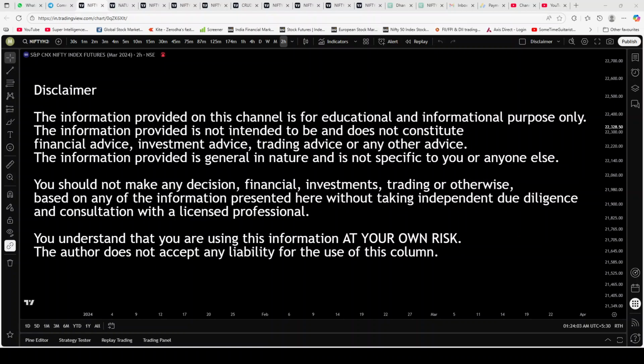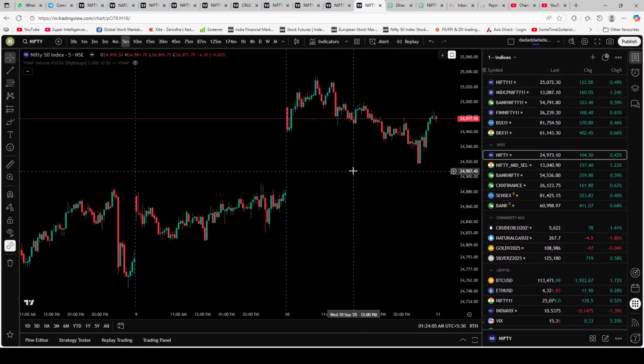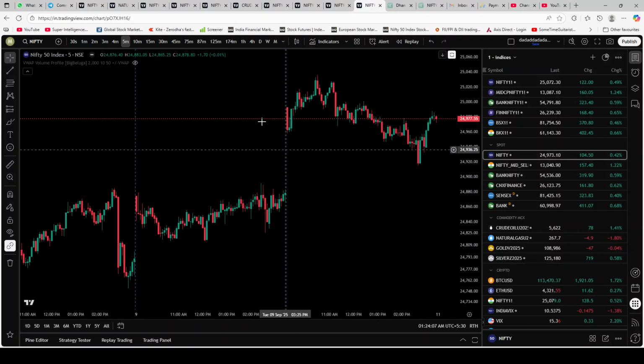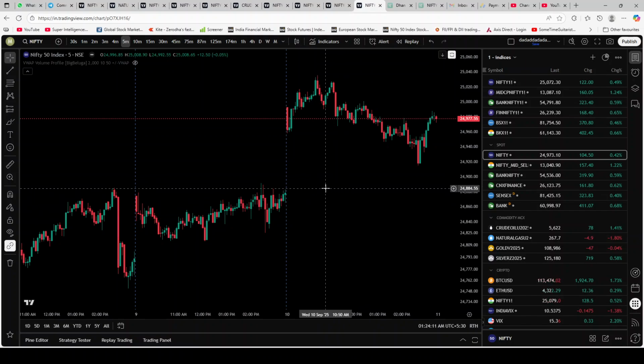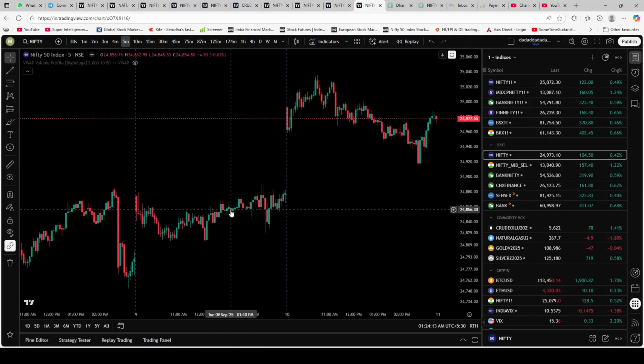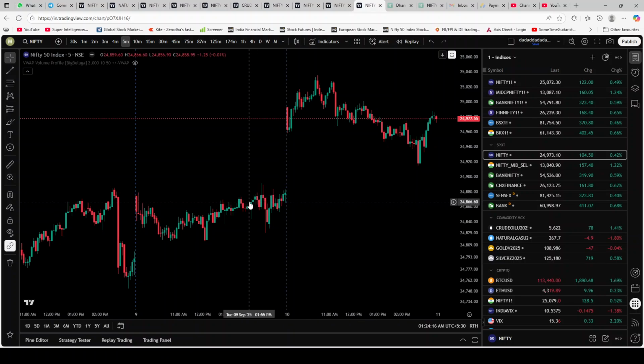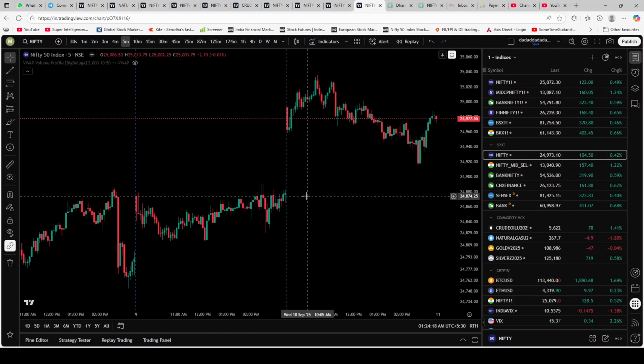So we'll straight away go to the Nifty page like we generally do. I'm on the Nifty spot chart, 5 minutes time frame. Just the usual stuff. Last 2-3 days Nifty has been in a sideways kind of a trend with a bullish undertone.